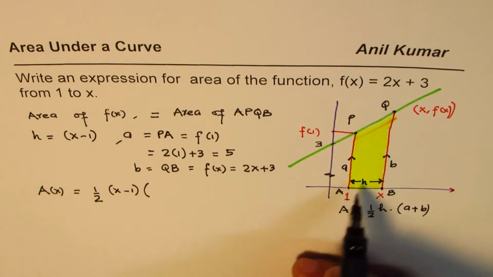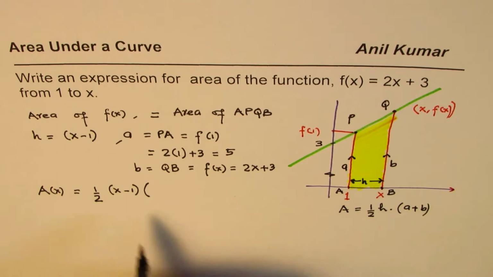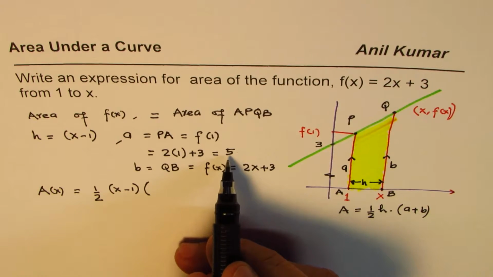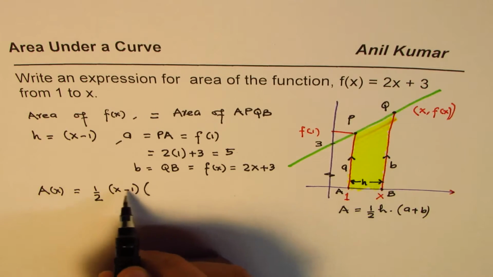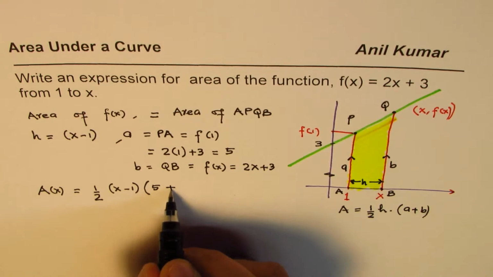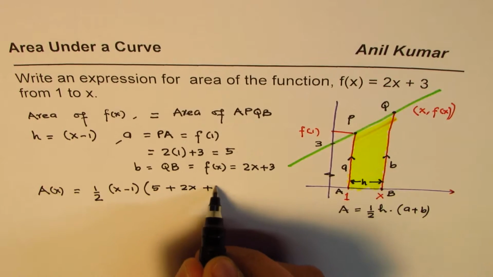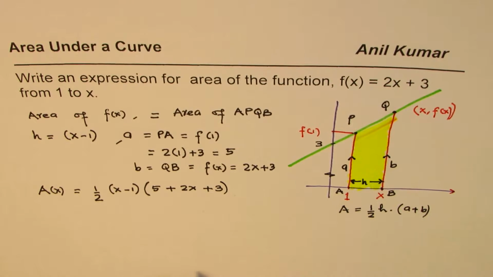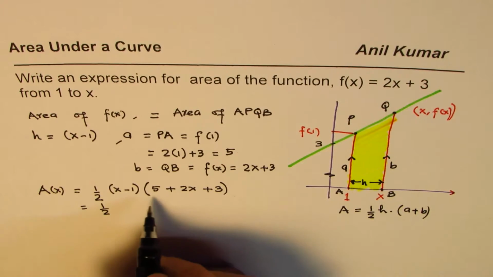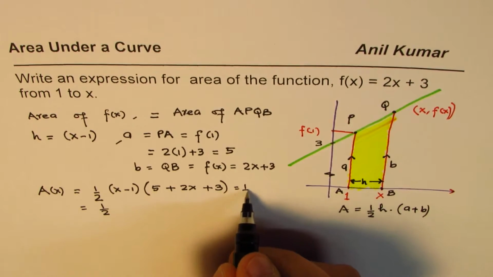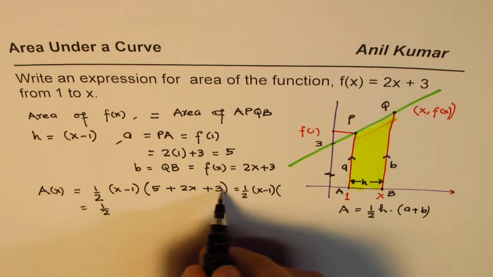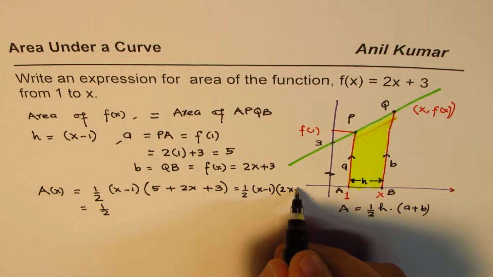So this height is x minus 1. A and b, we just found these values. So it is 5 plus the general expression 2x plus 3, right? So that becomes the area for this particular trapezoid. So we can say half, and now we could actually write this as x minus 1. Simplify. 5 plus 3 is 8, so I can write 2x plus 8.